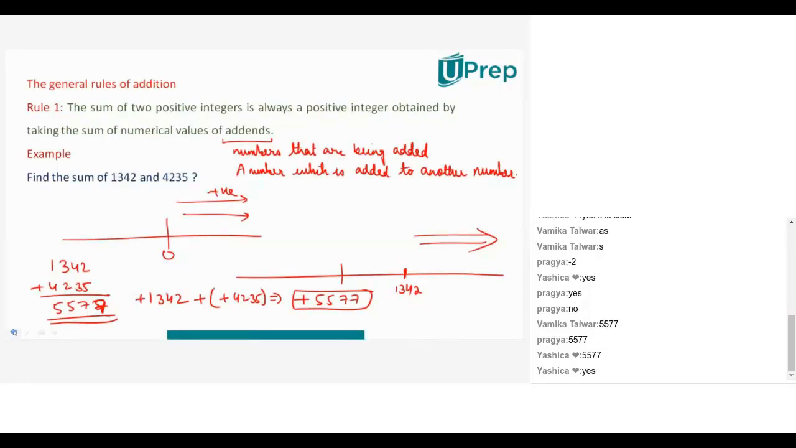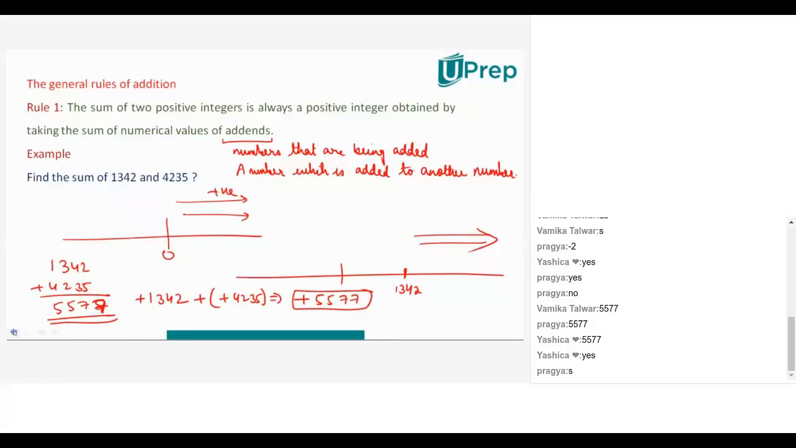No, sir. I don't understand. Okay. What did you understand? Tell me which part you didn't understand. Sir, I didn't understand about this number line. 1 second. Neha, what did you understand? I didn't understand about the number line. Vamika, can you clear Neha's doubt?